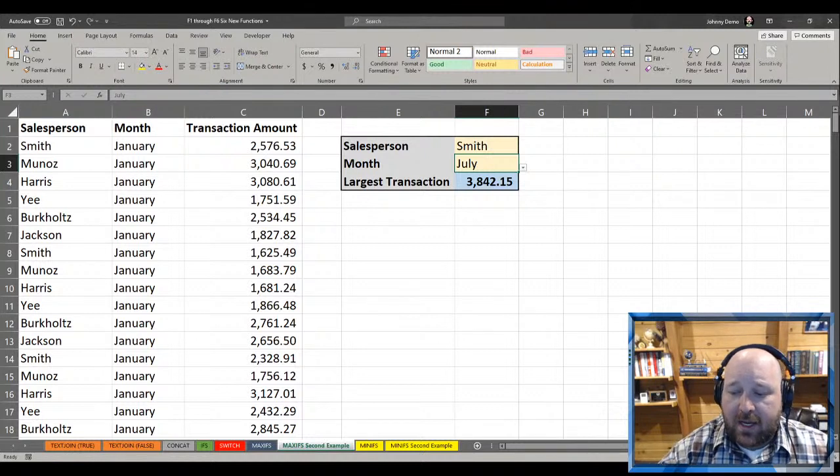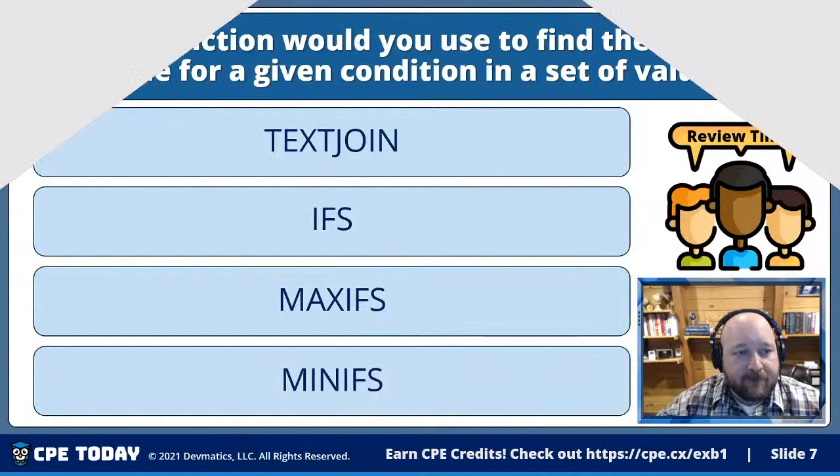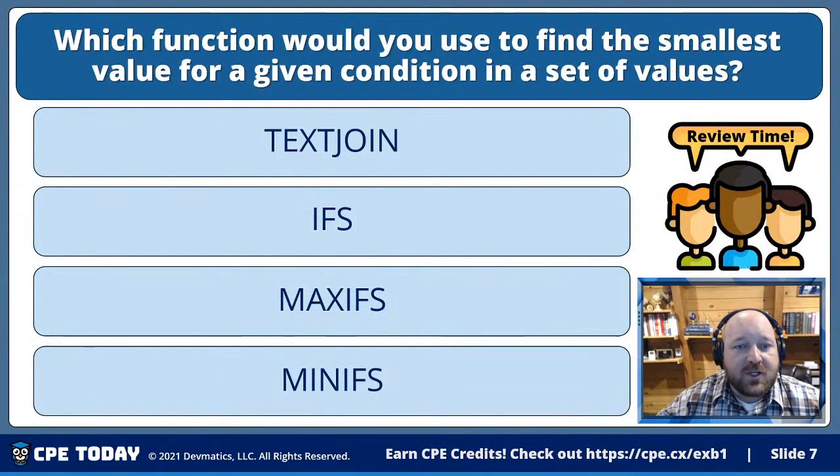Alrighty, let's go ahead and have our first review question for the day. Which function would you use to find the largest or smallest value? Let's go ahead and go with the smallest here. Which function would you use to find the smallest value for a given condition in a set of values?